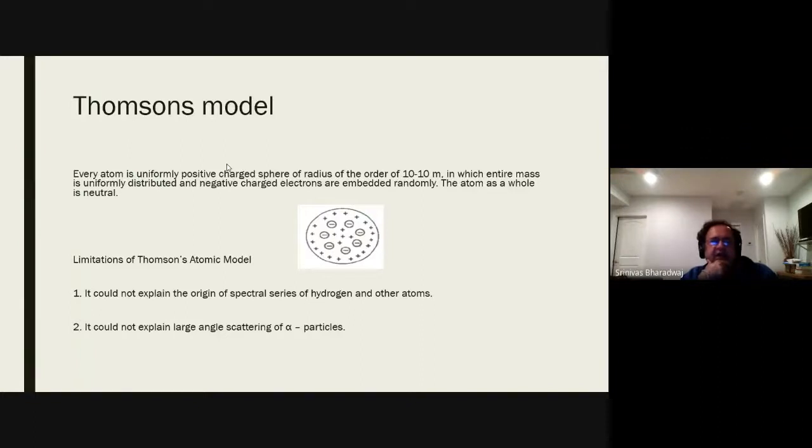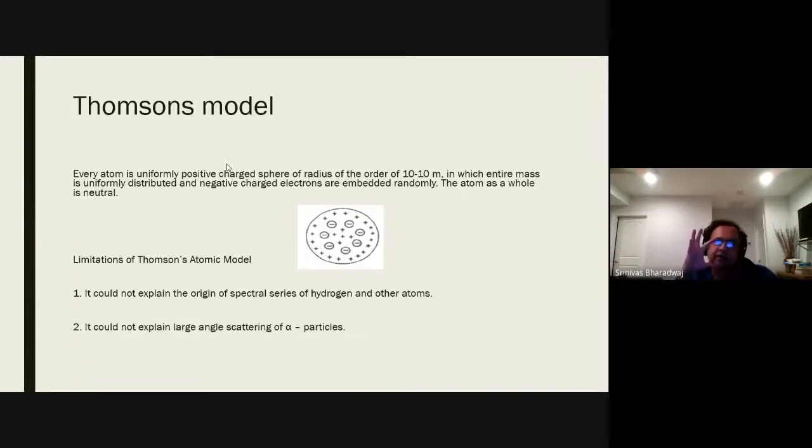Okay, he said every atom is a uniformly charged sphere of radius of the order of 10 to the power of minus 10. Okay, 10 to the power of minus 10 is what? 1/10 of a nanometer. 10 to the power of minus 9 is a nanometer, right? So 1/10 of a nanometer is this thing called an angstrom. Put A and put one circle on top. Okay, it's an angstrom. 10 to the power of minus 10 is an angstrom.